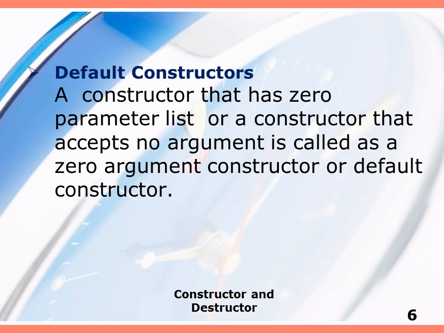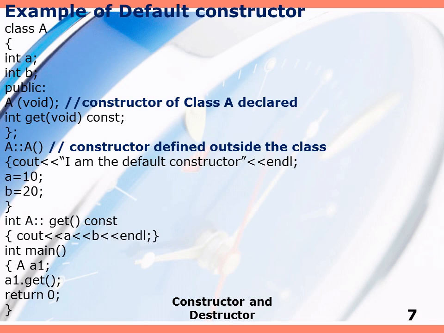A default constructor has 0 parameter list, or a constructor that accepts no argument is called a 0 argument constructor or default constructor. That means this constructor will have no arguments or no parameter list. Examples always serve better to understand the underlying concepts. So we shall here again take an example.